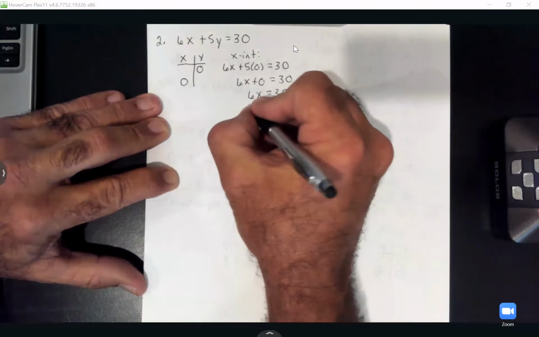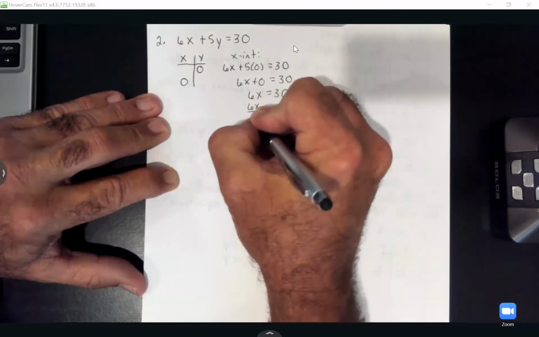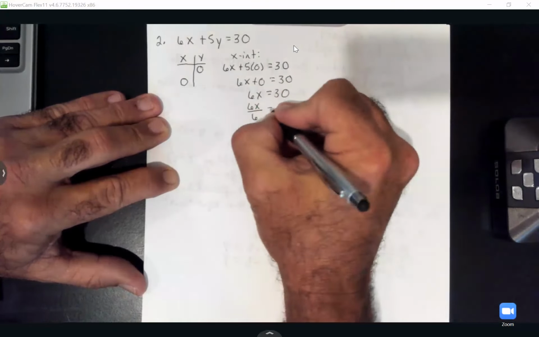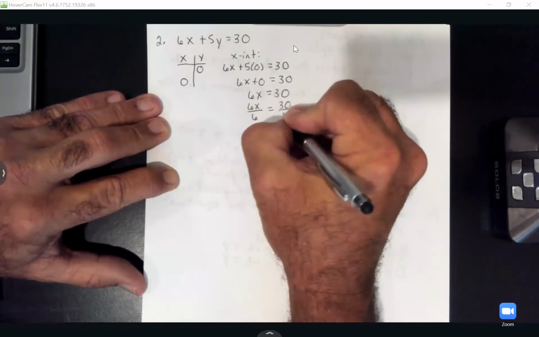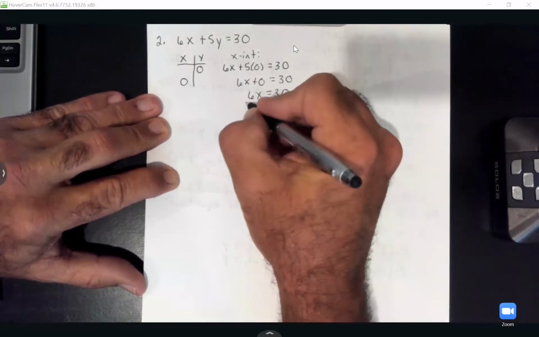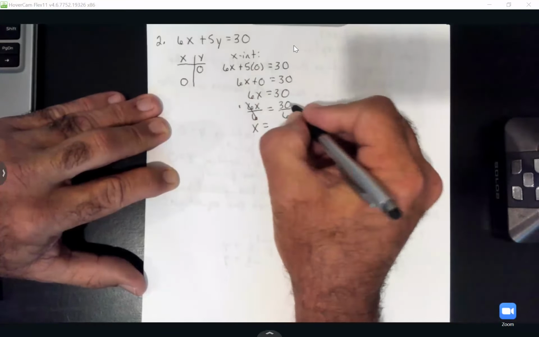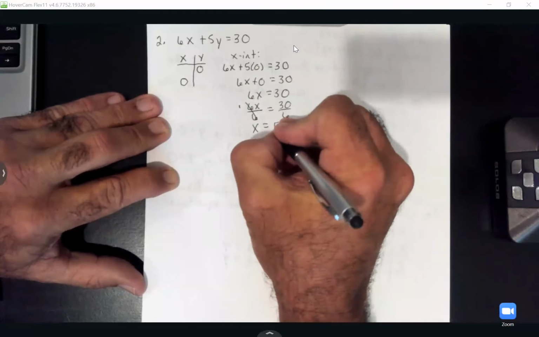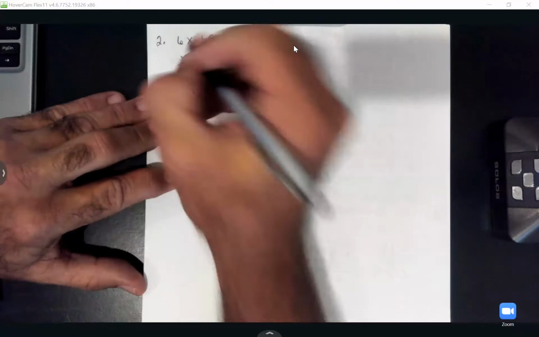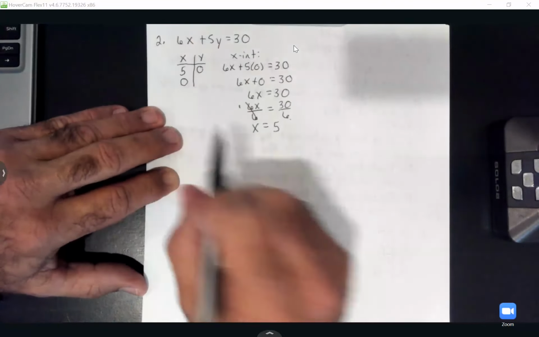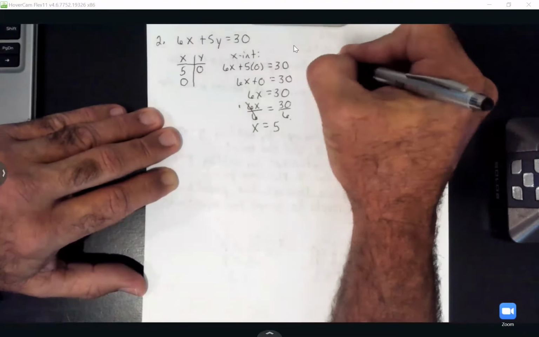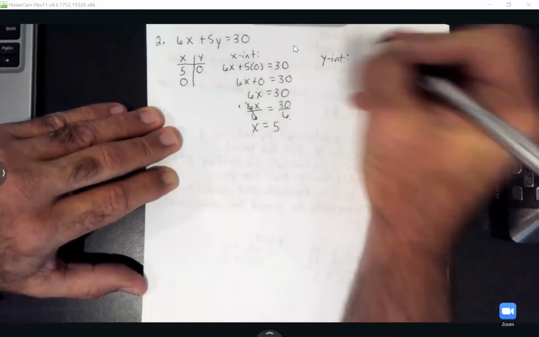Now to solve this for the x, we want that to be a 1x. So we've got to divide both sides by that 6. So 6 divided by 6 makes that 1x. 30 divided by 6 gives us a 5. So our first point when we graph it will be 5, 0. So that's your x-intercept.